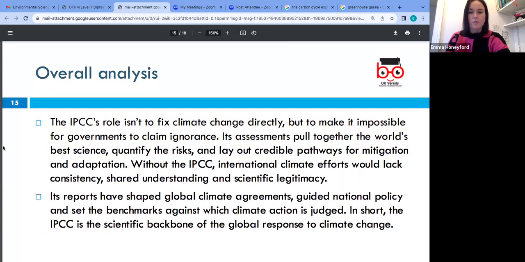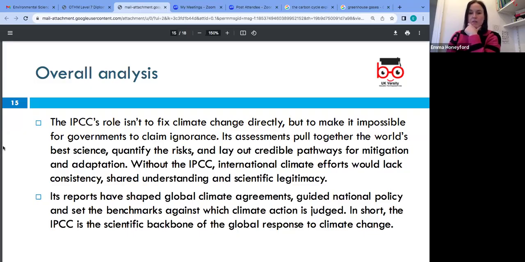Just to summarise the key ideas around the IPCC, its role and what it aims to look at isn't to fix climate change directly, but to make it impossible for governments to claim ignorance. The IPCC is really important, as it drives governments to think about and be serious about climate policies and their country's impacts on the world in terms of climate change.